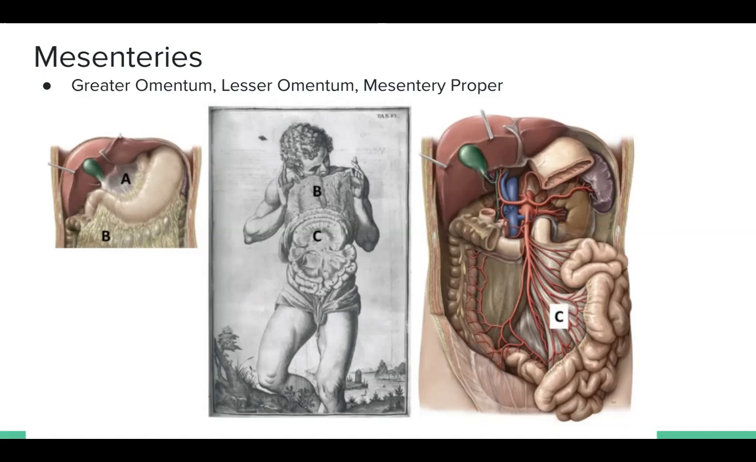B represents the greater omentum, which is a large sac of mesentery and is folded. And it can be seen as located between the abdominal organs and ventral body wall, and is then connected to the greater curvature of the stomach. And C is the mesentery proper, which connects the coils of the ileum and the jejunum and the small intestine to the body. So within the mesentery proper, you can find the superior mesenteric artery, the superior mesenteric vein, and the vagus nerve.